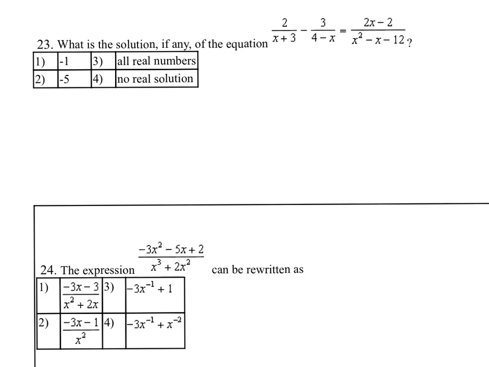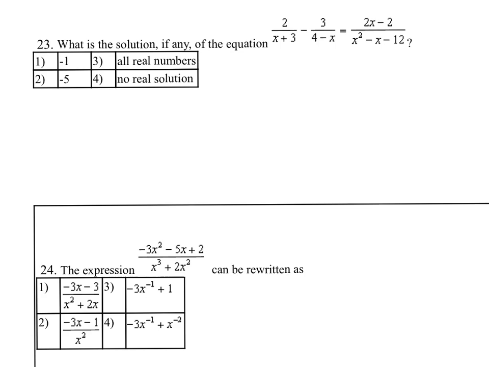For number 23, I would take the cheater method and plug your answer choices in and see which one or ones work. In this case, there's only one answer per answer choice. Well, except for choice 3 and 4. So if you plug in your answer choices, for example, the answer is, by the way, choice number 1.